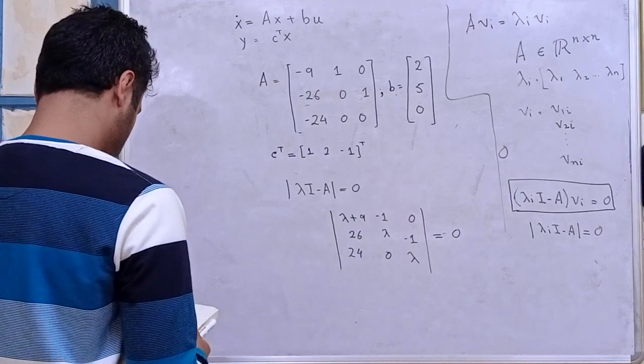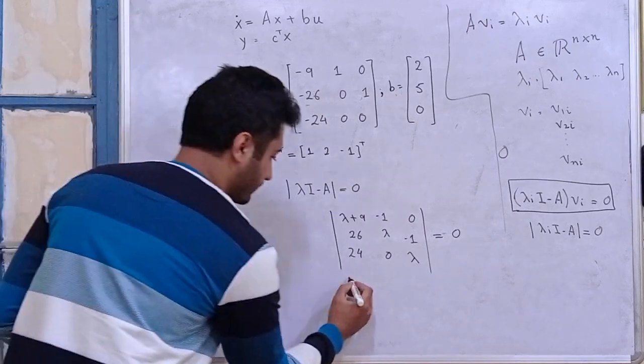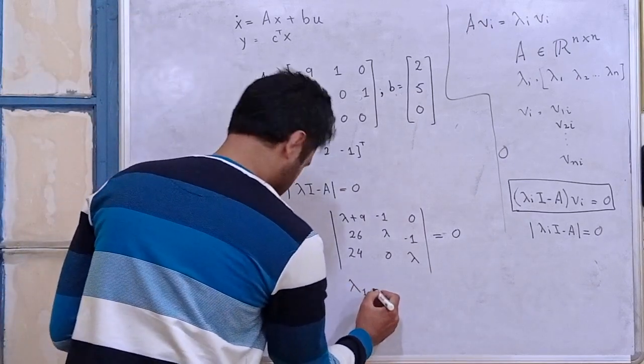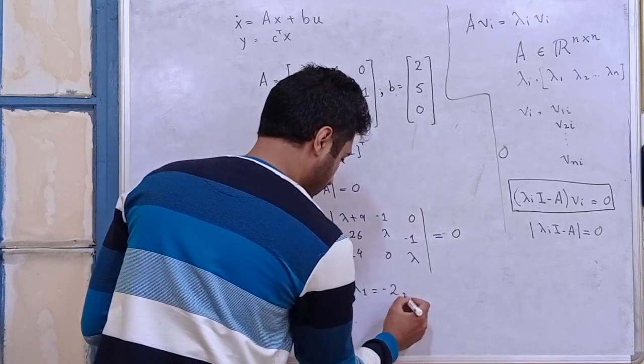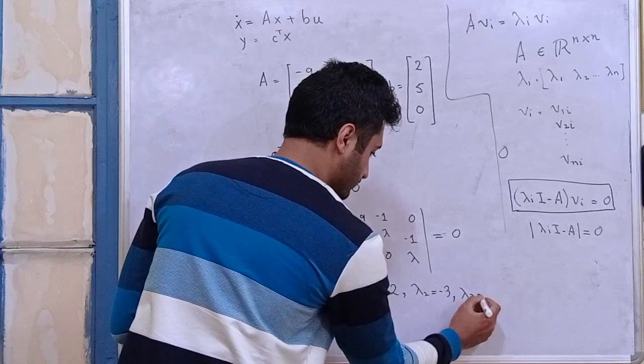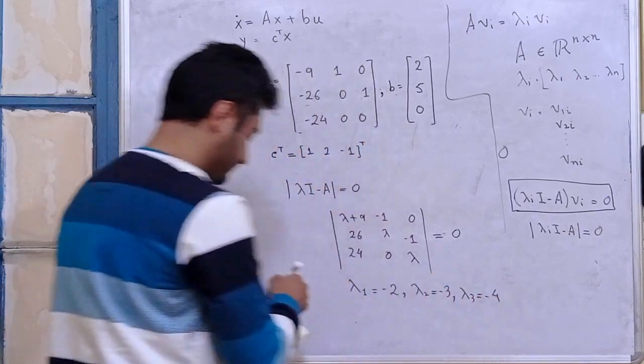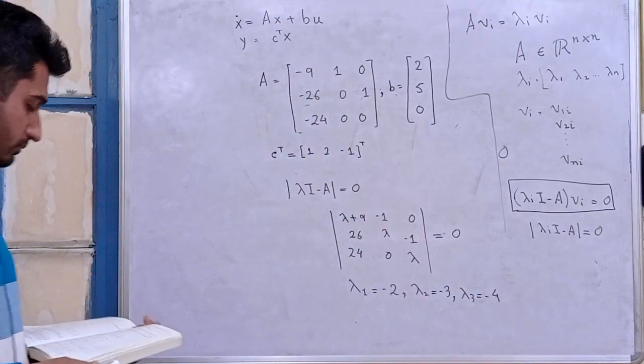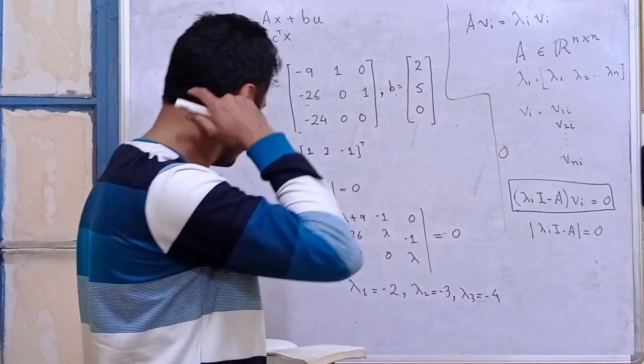So I'm writing the roots here. Lambda 1 is coming -2, lambda 2 is coming -3, and lambda 3 is coming -4. So it's the same as the previous example; we got the same roots there.